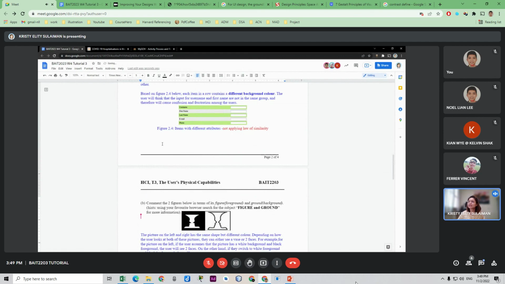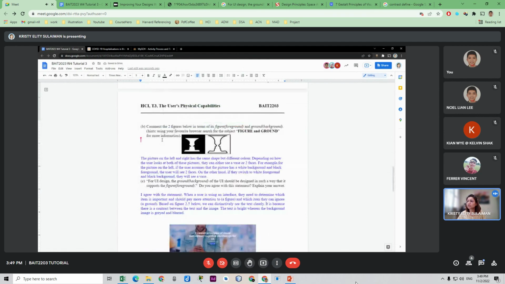Okay, and then 2B, comment on the two figures below in terms of figure and ground. So we have these two terms in HCI, foreground and background. We did not discuss this during the lecture, but the idea we already discussed. So this is just to discuss the importance of foreground supporting ground or background.